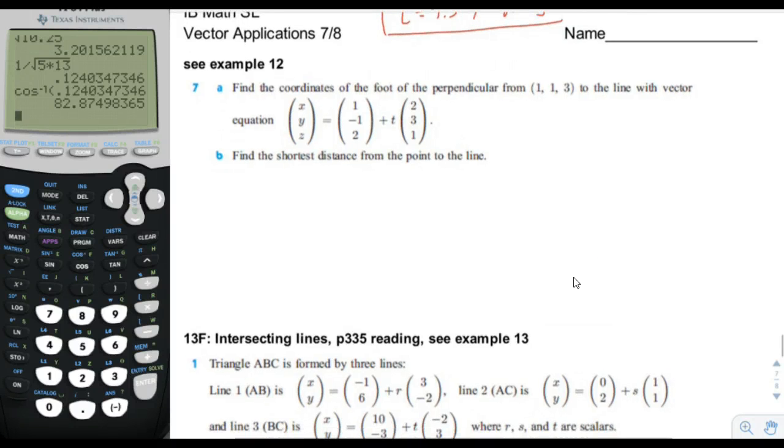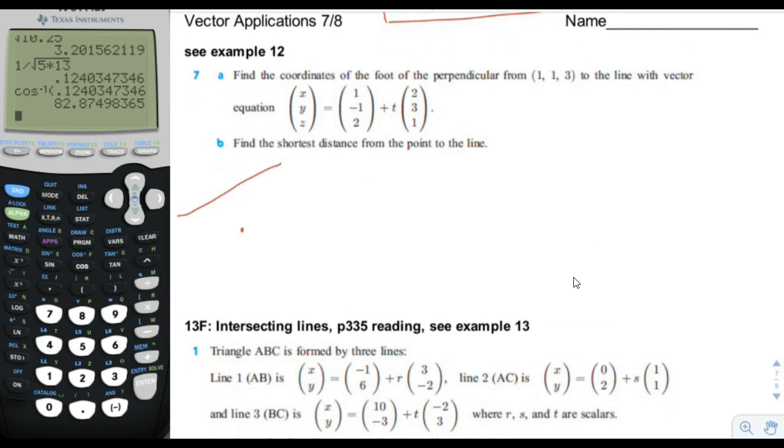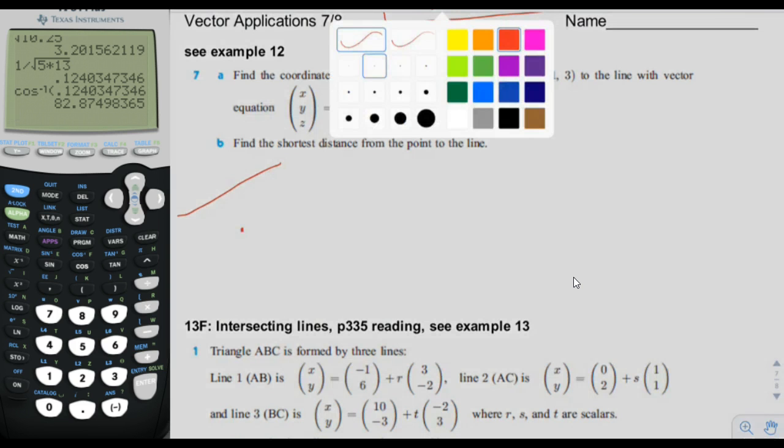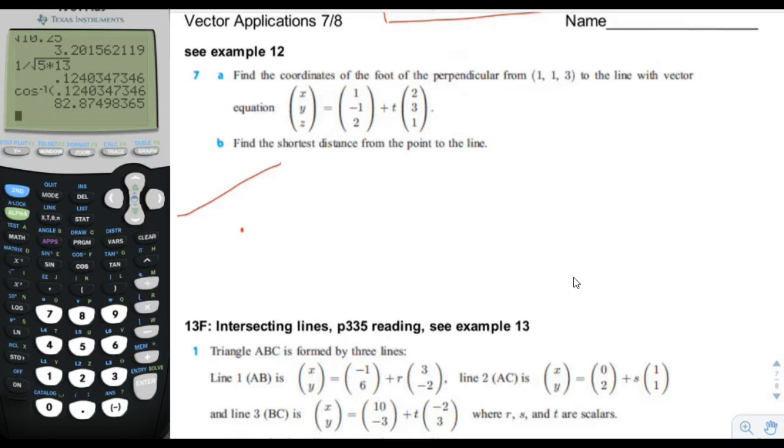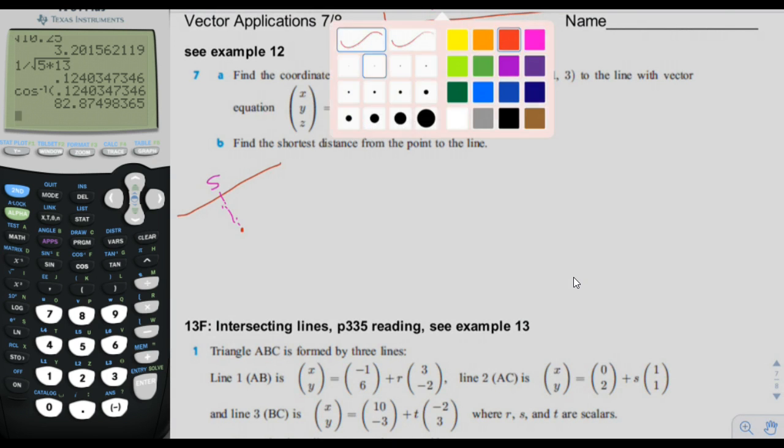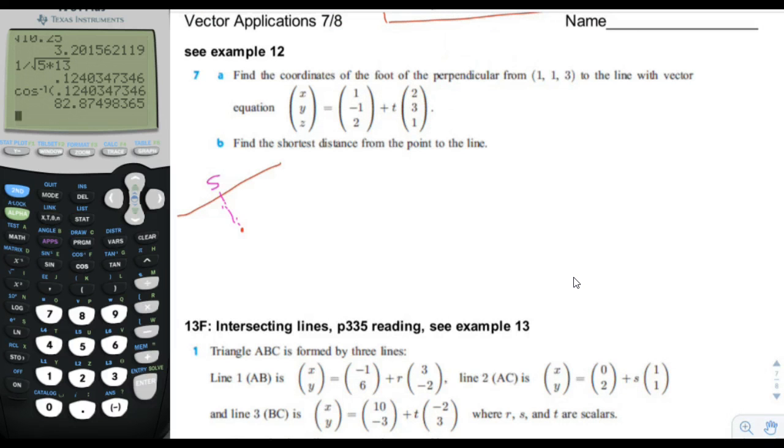Remember that if you have a point and a line and you want to find the shortest distance between that point and the line, basically what you do is you choose a point on the line called S, and you figure out the vector between S and your point. There's going to be a variable in there. Then you take the scalar product of that with the equation for the red line, and figure out when that's going to be perpendicular.